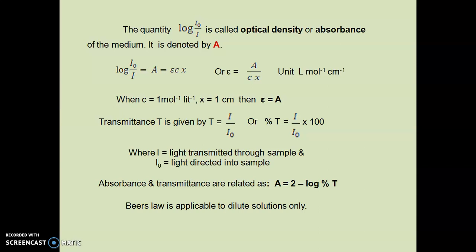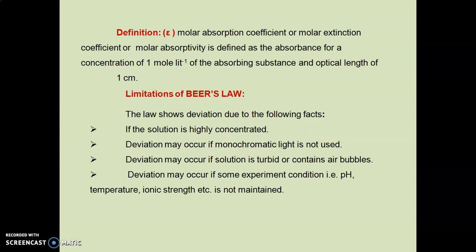The transmittance T is given by the formula T is equal to I divided by I0, or if you express it in percent transmittance, then it is equal to I upon I0 multiplied by 100, where I is the light transmitted through the sample and I0 is the incident light, that is light directed into the sample. Absorbance and transmittance are also related as A is equal to 2 minus log of percent transmittance. Now Beer's law is applicable to dilute solutions only.